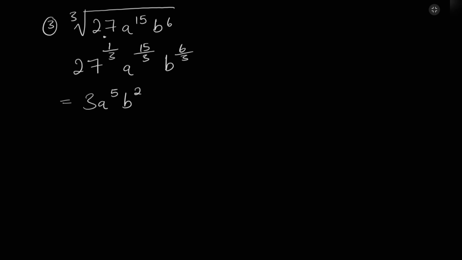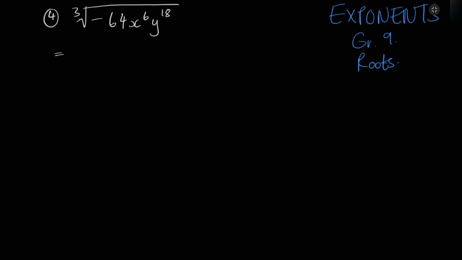Now, what if you had a negative coefficient or a negative value? Let's try. We have negative 64x to the power 6, y to the power 18. This is a cube root, so we have to say inner divided by outer. Let's start with negative 64. It'll be negative 64 to the power, it's obviously an invisible 1 over 3. Then x to the power inner divided by outer, which is 6 over 3. Then y, we have inner divided by outer, 18 divided by 3.